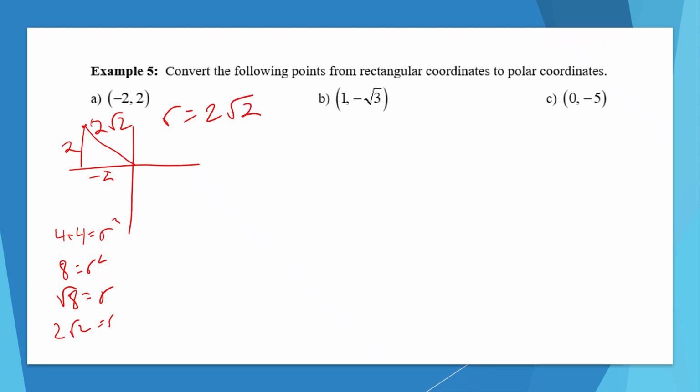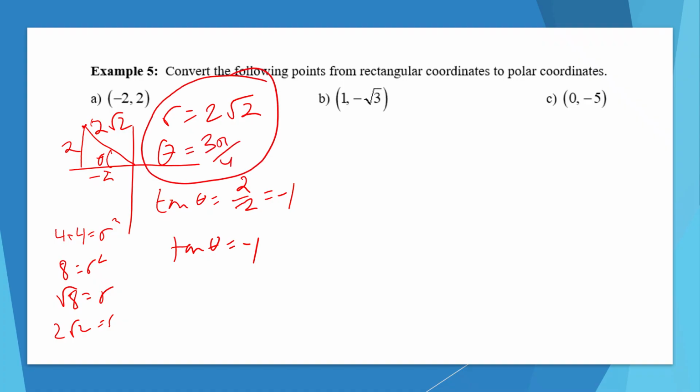And then how do we find the angle? Well, we have an angle here, and we know tangent of this angle is going to be equal to opposite 2 over adjacent -2, which is just -1. And think about, where is tangent equal to -1? In the second quadrant, that should be positive 3π over 4. So that is going to be our answer for A.